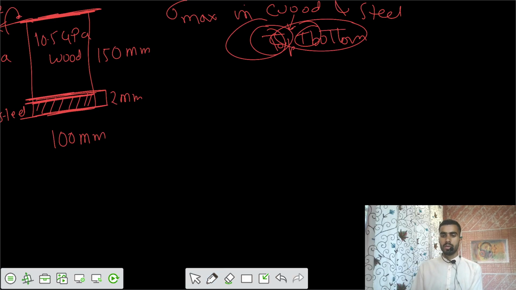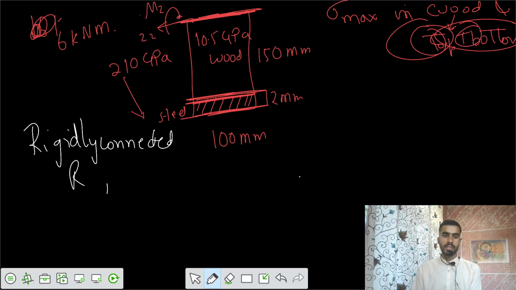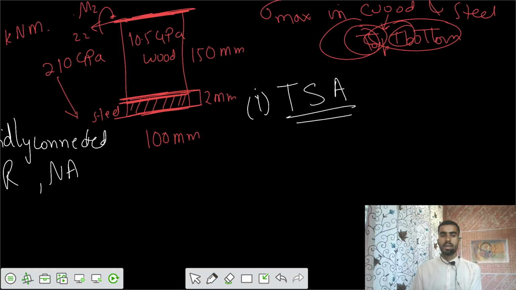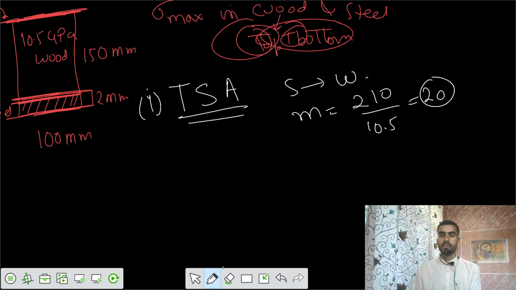So we have to see whether the question says that the material is rigidly connected. Yes, the material is rigidly connected. That means they have the same radius of curvature and the same neutral axis. So let's convert by the transformed section approach. Let's convert steel to wood. If the steel changes to wood, that means you have a modification factor of 210 by 10.5, that equals 20, a modification factor of 20.